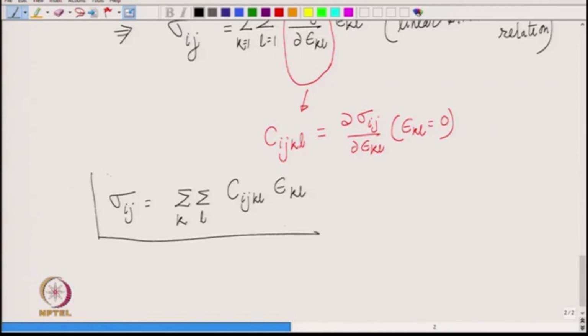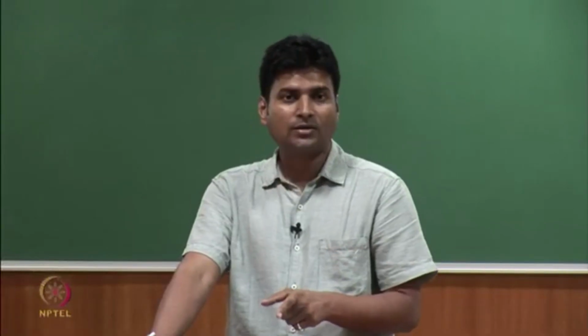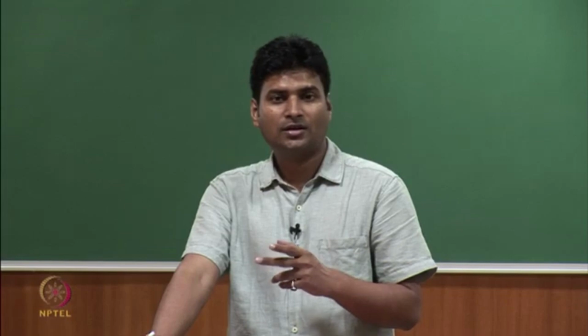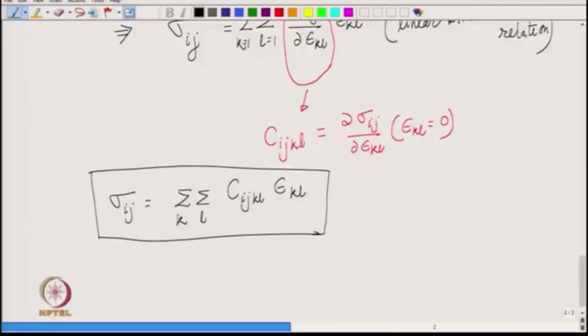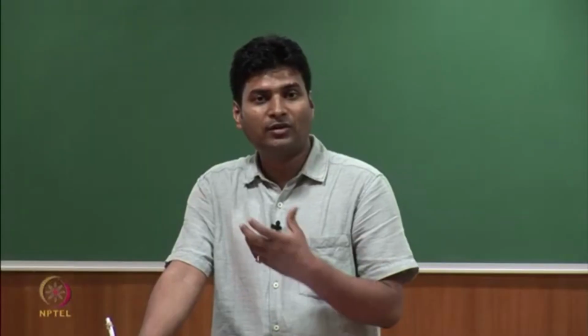Now, can you see how many components are there in C ijkl? You know, C1111, C1122, C1133, C1121, C1112. Each of the indices goes from 1 to 3, right. So, you have 3 into 3 into 3 into 3, 3 to the power 4. So, there are 3 to the power 4, which is 81 constants, that is a lot. So, even for a linear stress strain relation, we need to have these 81 constants known for every material.